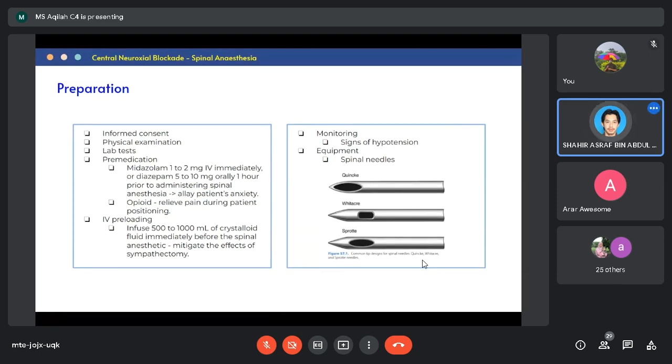So we use the Whittaker pencil point spinal needle. The Quincke is the sharp spinal needle, while the Whittaker is the pencil-point needle. Sprotte is also still a pencil point, but it has a bigger side opening. So we use Quincke, and we use more Whittaker pencil-point needles.